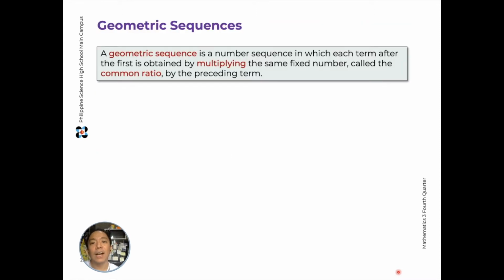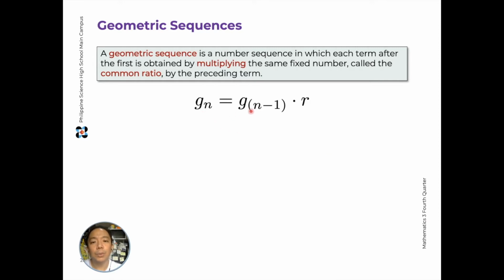Now let's define. Ano ba ang geometric sequence formally? A geometric sequence is a number sequence in which each term after the first ay ma-obtain by multiplying the same fixed number. So ano yung difference niya sa arithmetic sequence? Instead of adding a fixed number, which we used to call the common difference, we're multiplying by a fixed number. And instead of calling it the common difference, we're calling it the common ratio. So this is our recursive definition.